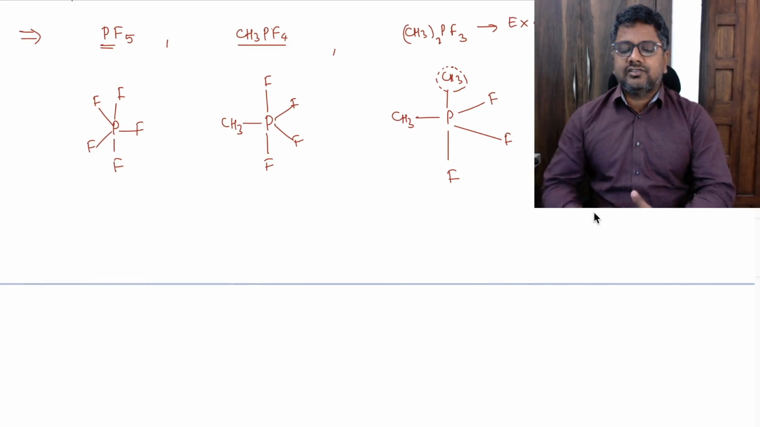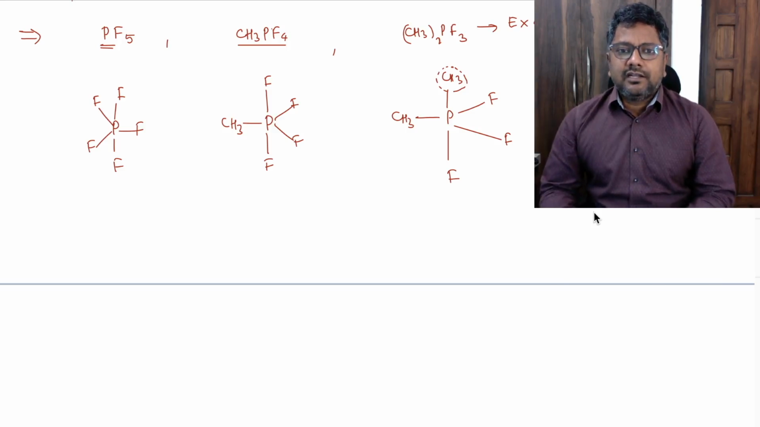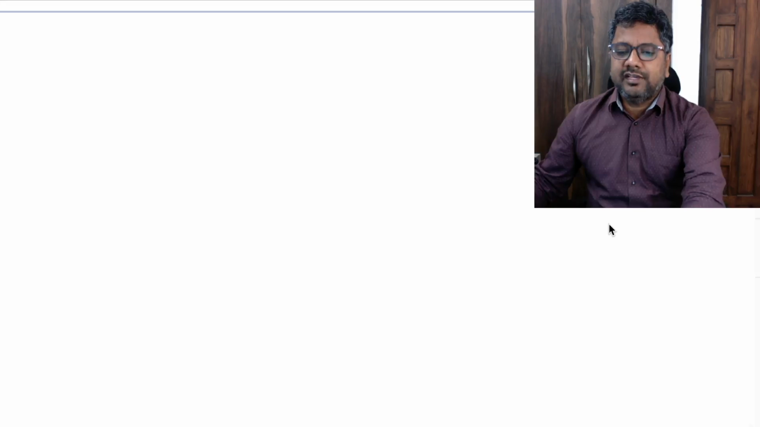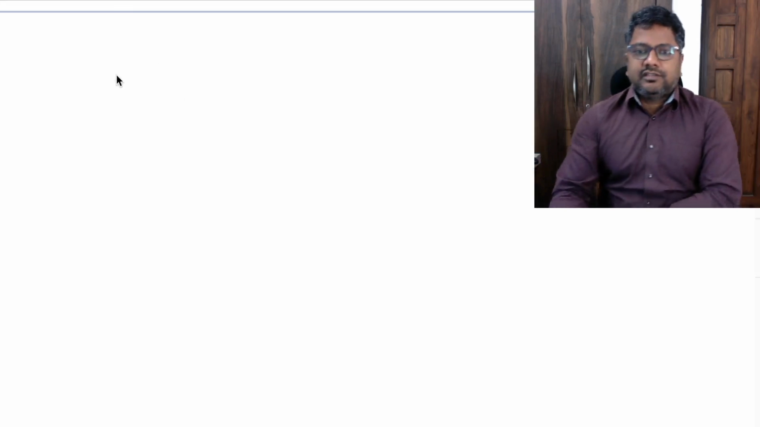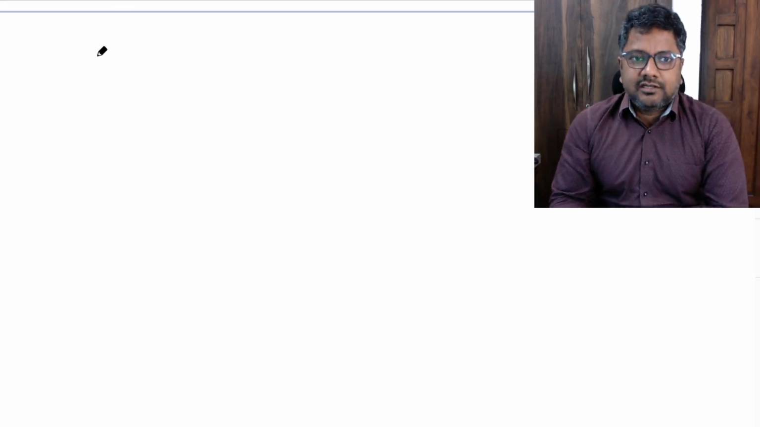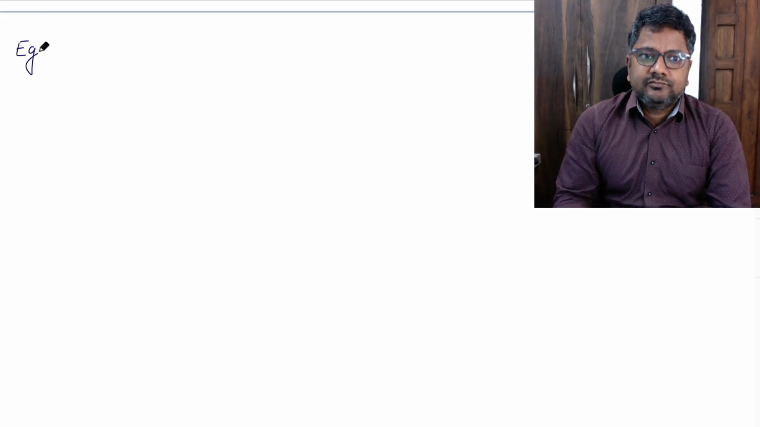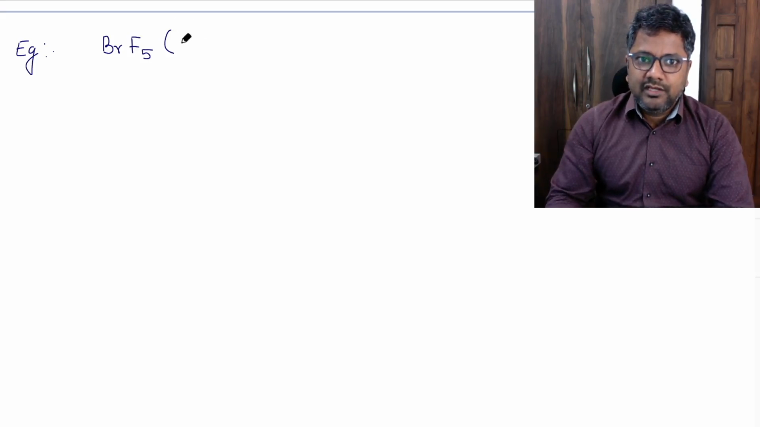So now in this lecture I am going to discuss some examples of molecules, and after that I will shift to the new topic. So let's do some examples based on valence bond theory, which includes hybridization and Lewis structures. I am taking the first example, that is BrF5, bromine pentafluoride.